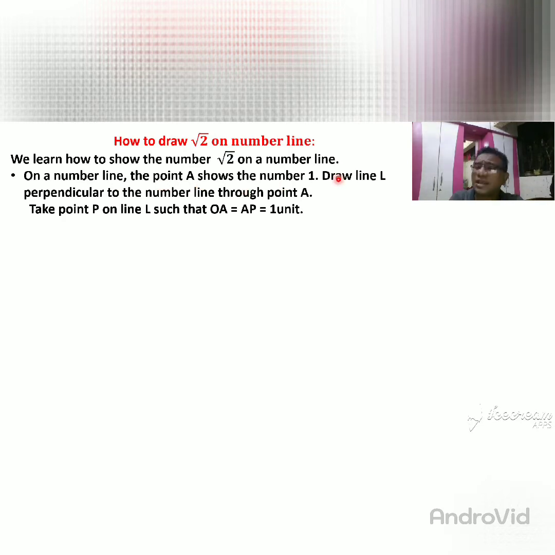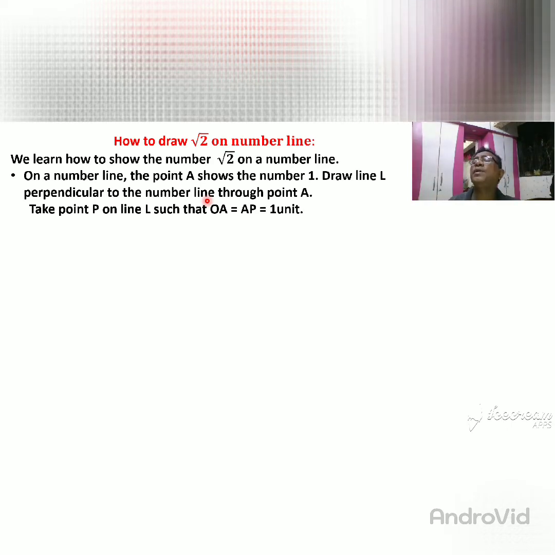So first we read the instructions, and afterwards we explain them. On a number line, the point A shows the number 1. Draw line L perpendicular to the number line. What does perpendicular mean? See, this is my palm. Where this line intersects, at that intersection point they form a 90-degree angle. That is called perpendicular.